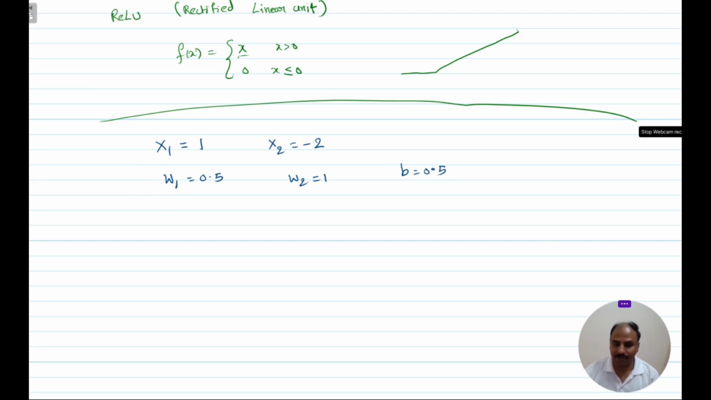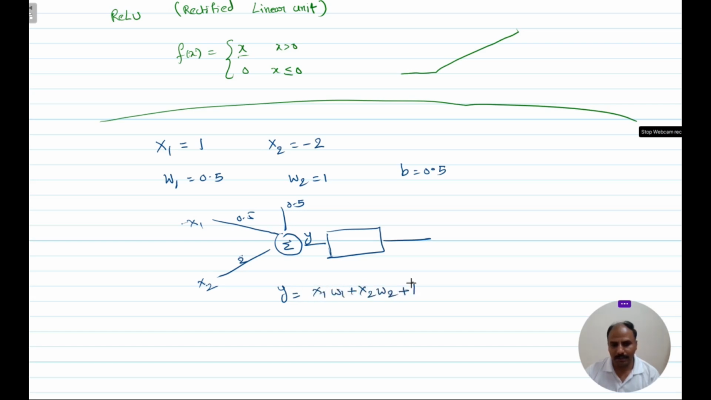So let us take it, I am drawing this architecture: x1 and x2, and this one is y, and then the activation function. The bias is 0.5, W1 is 0.5 and W2 is 1. Our formula, we know, is y equal to x1 W1 plus x2 W2 plus b. So x1 is 1 multiplied with 0.5, plus minus 2 multiplied with W2, which is 1, plus 0.5. This will give you y equal to minus 1.